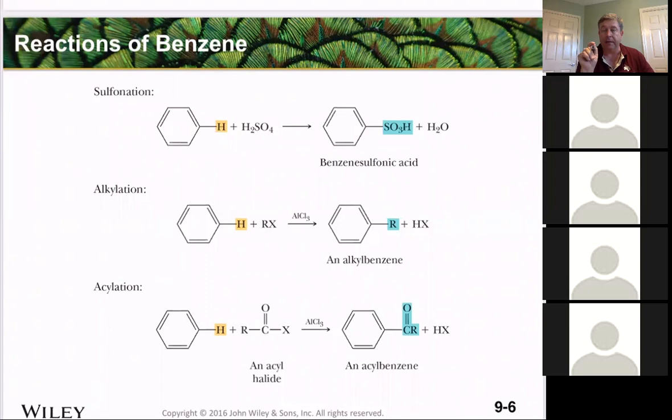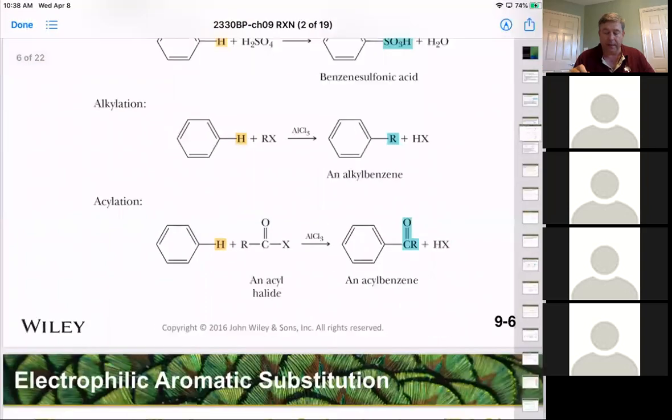They form a cation. That cation is the species that actually does the attack. And then hydrogen is eliminated as a cation, okay? So we have a cation formed, it adds to the benzene ring, and then kicks out a hydrogen cation, okay? So I'm going to show you one of those mechanisms here.